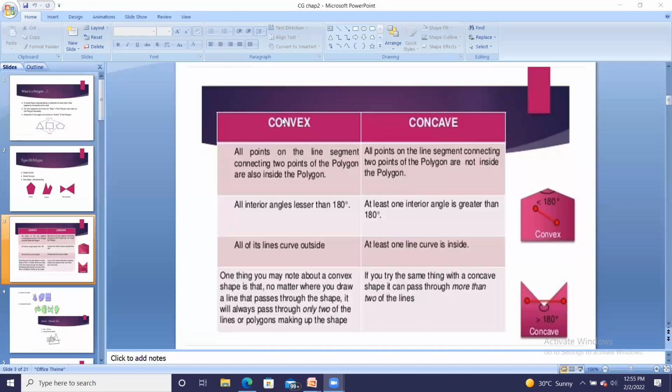We are not going into much detail with the self-intersecting polygon, but here for coloring purpose we are using two types of polygon. One is called convex and the other is concave. So let us have the differentiation points. In convex, all points on the line segment connecting two points of the polygon are also inside the polygon. So all the points connecting any 2 points are inside. You can take these 2 points. If I am drawing the line to connect these 2 points, then the whole line is inside.